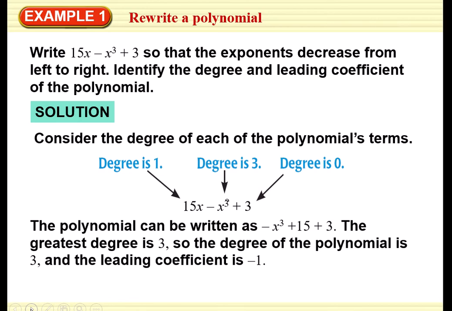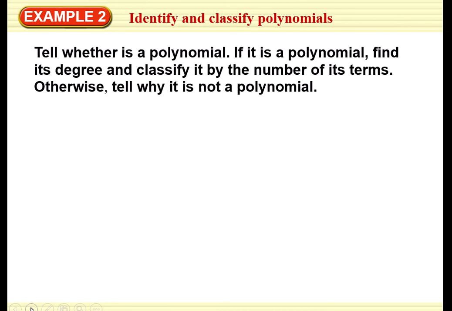Rewriting it, make sure that the leading coefficient does appear, which is a negative 1. So it's negative x cubed plus 15x plus 3. The greatest degree is 3 and the leading coefficient is negative 1. Next: tell whether it is a polynomial, and if it is a polynomial, find its degree and classify it by the number of terms.